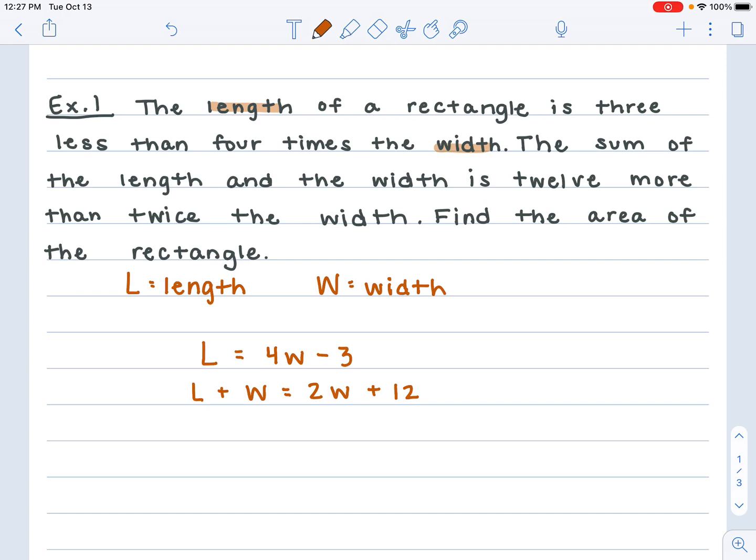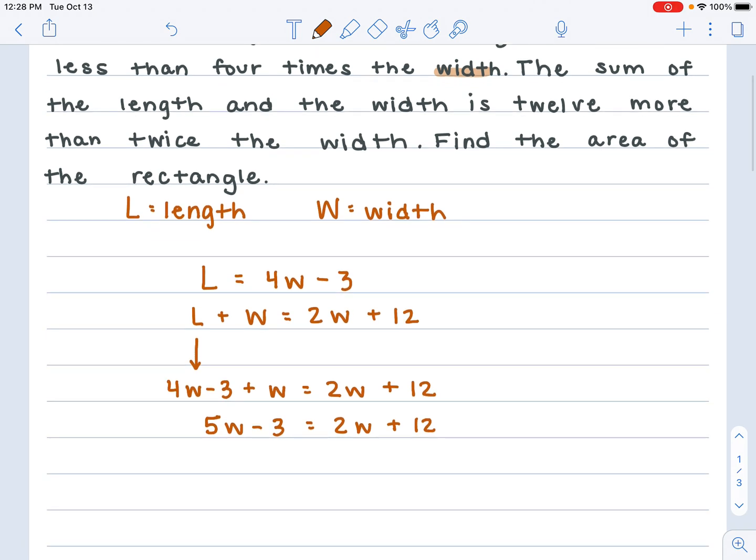Now, once we have those, we need to figure out if we're going to use substitution or elimination. I would probably use substitution just because our first equation there actually already knows what L is, so we can just plop that in there or substitute it in. So I know this L here, L actually equals 4W minus 3, plus W equals 2W plus 12. I'm going to combine some like terms here. Got 5W minus 3 equals 2W plus 12. I'm going to subtract that 2W over and add that 3 over.